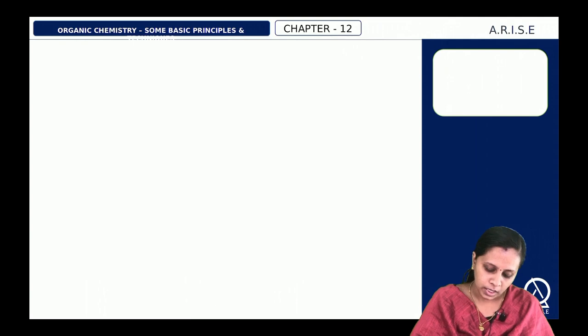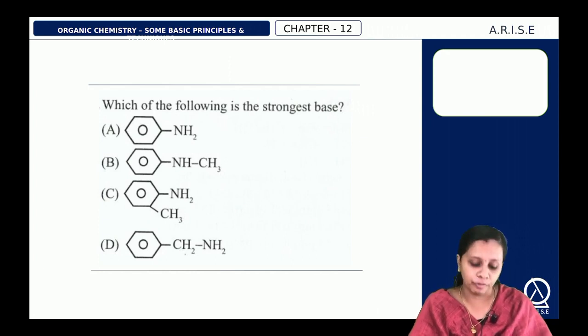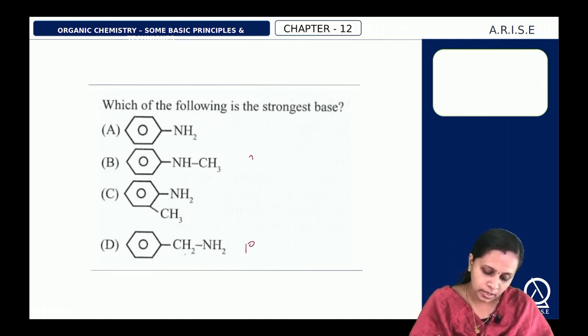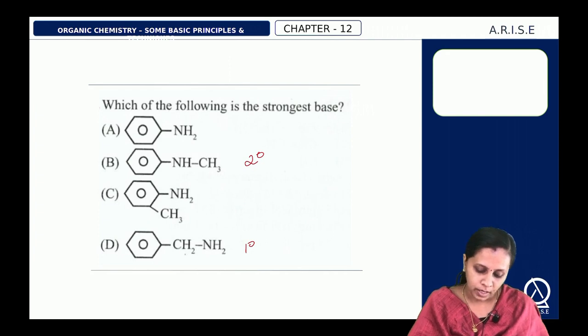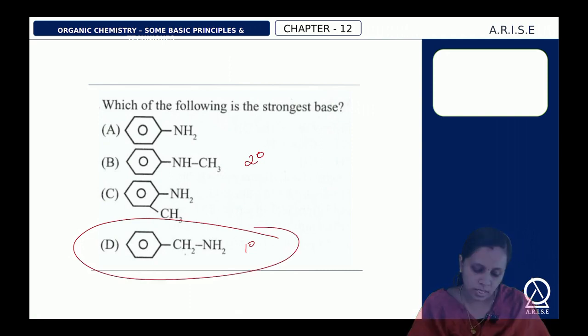Okay. Now moving on to the next question, which of the following is the strongest base? Obviously it is again something related to the basicity of base. You have aniline, aniline derivatives, and you have, this is primary amine, this is secondary amine. Okay, here you can see which is more basic. So D will be more basic. Why it is so? I will explain.